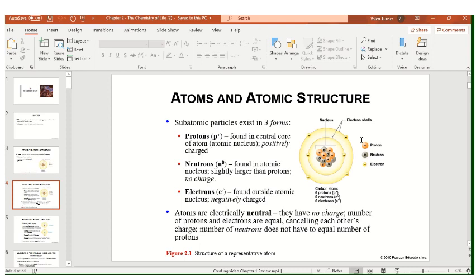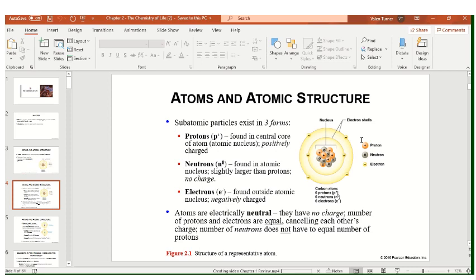Okay, so now, protons are positive, they're located in the nucleus, and they weigh 1 AMU, 1 atomic mass unit. Neutrons are neutral, they have no charge. They're also found in the nucleus of the atom, and they also weigh 1 AMU, atomic mass unit. And an electron has a negative charge. It's found in what we call electron shells around the nucleus, and they have a weight of 0 AMU.